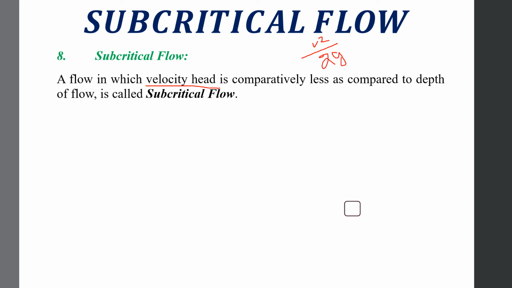For any open channel flow, velocity head is v square over 2g. This v square over 2g is comparatively less as compared to depth of flow. This is called subcritical flow.